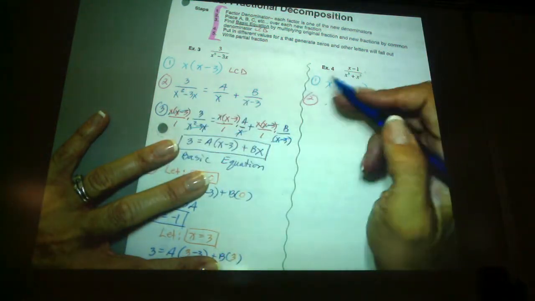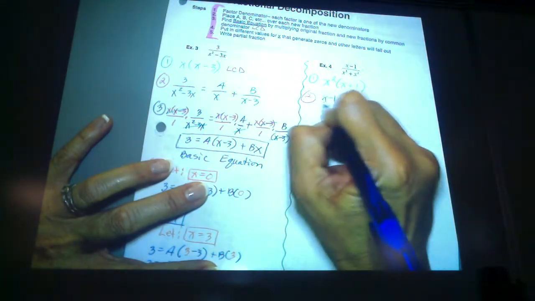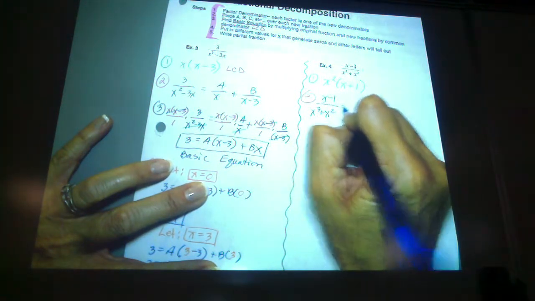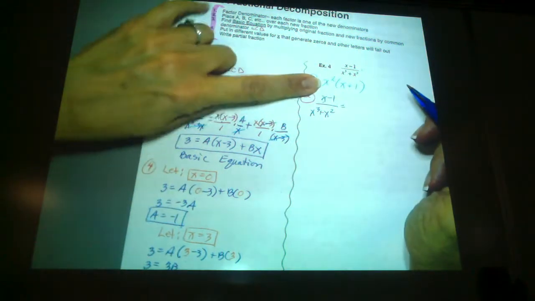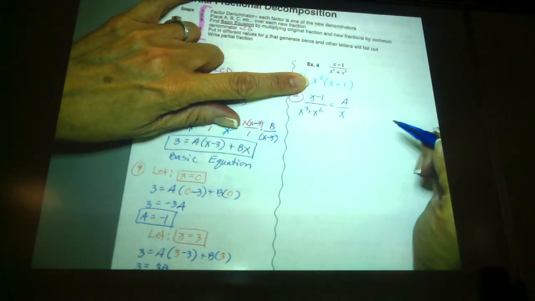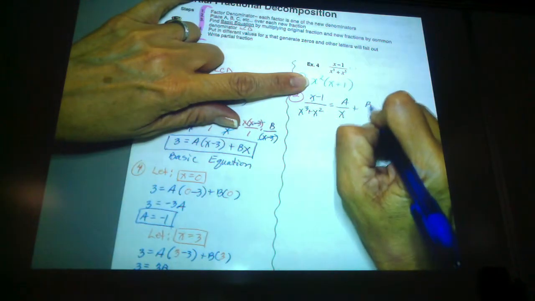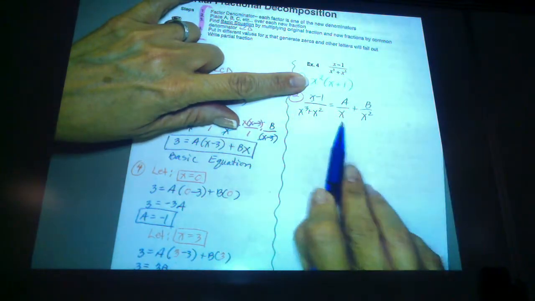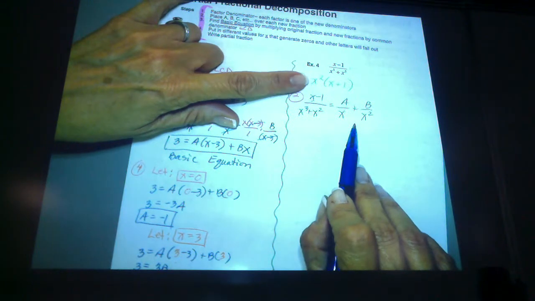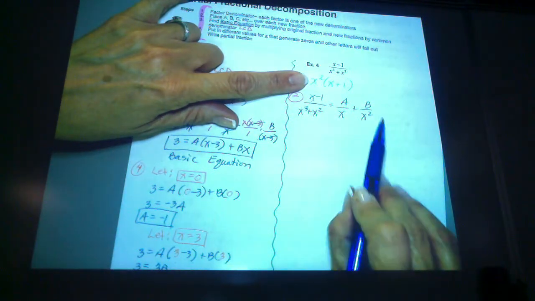before we start our general or our basic equation, our original fraction is x minus 1 over x cubed plus x squared equals. To deal with the x squared, we're going to have an a over a single x plus b over an x squared. So I had to go in successive order. As I said, if this had been an x cubed, this would all be the same. I'd have plus c over x cubed.